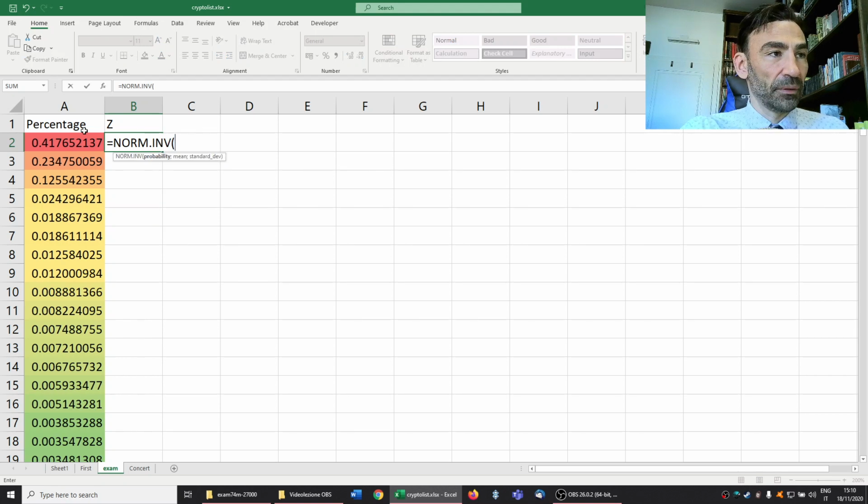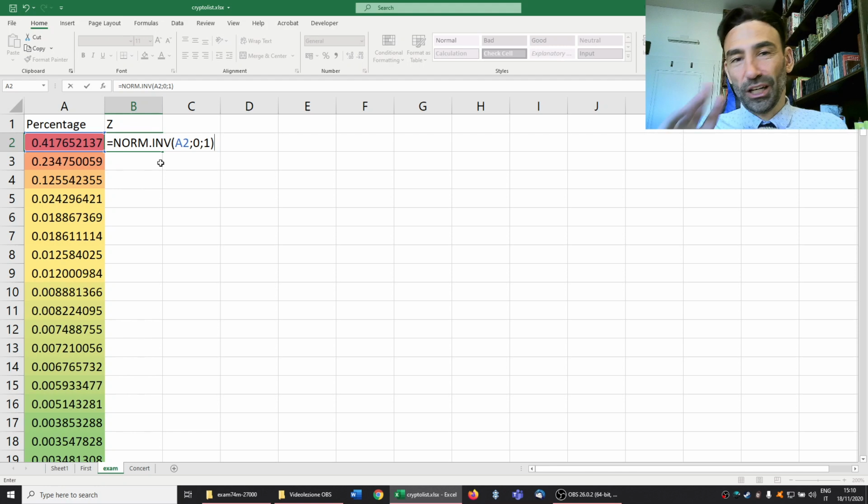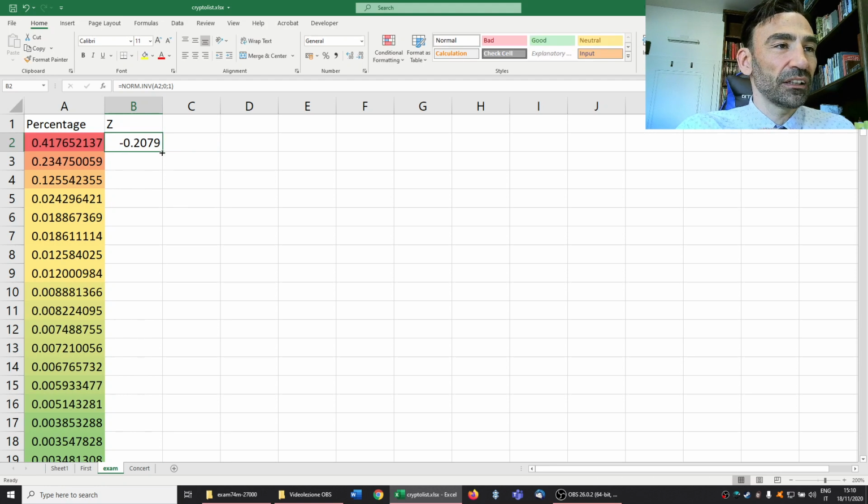Okay, this is the probability. The mean is 0 and the sigma is 1. By the way, a normal distribution with mu equals 0 and sigma 1 is called the standard normal distribution, just for your statistical knowledge.